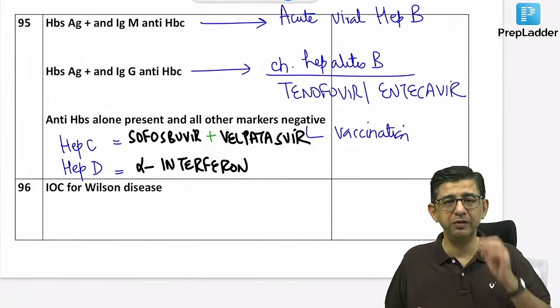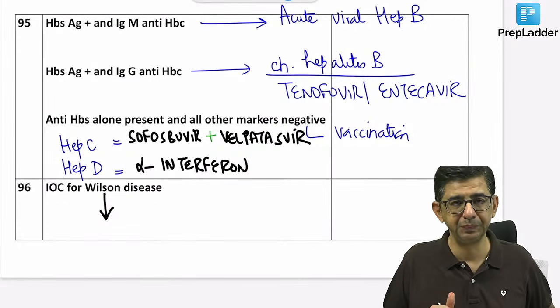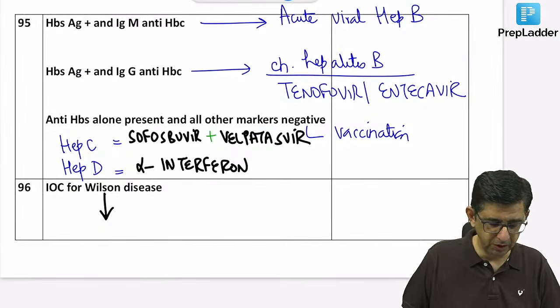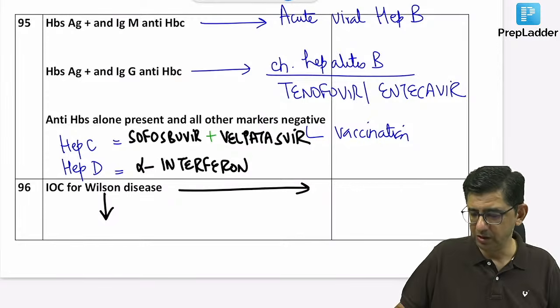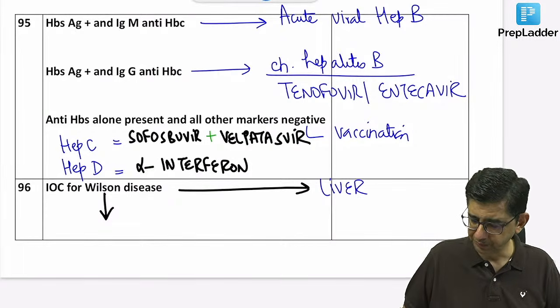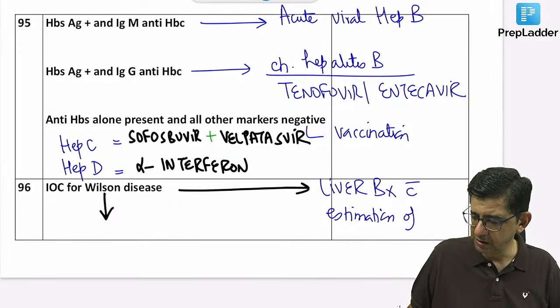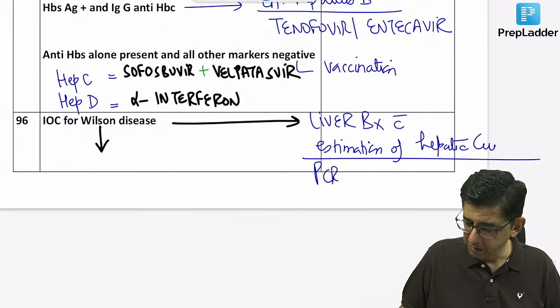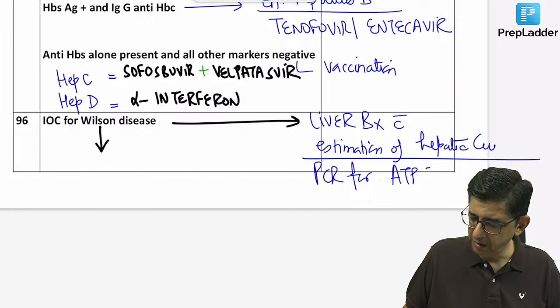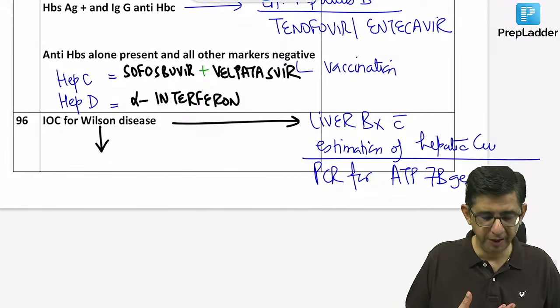fine. Investigation of choice for Wilson disease, guys. And which basal ganglia is affected in Wilson? Ceruloplasmin would not be the investigation of choice, right? That's the screening test. The investigation of choice would be liver biopsy with estimation of hepatic copper content. The second answer, if liver biopsy is not given, would be PCR for the ATP7B gene. There are two answers here: one is liver biopsy, second is PCR for ATP7B gene.